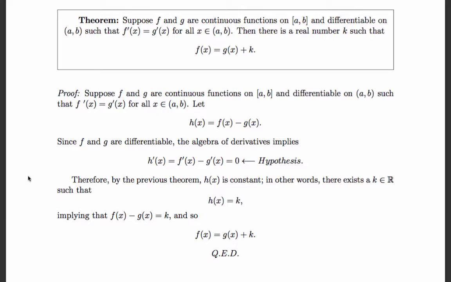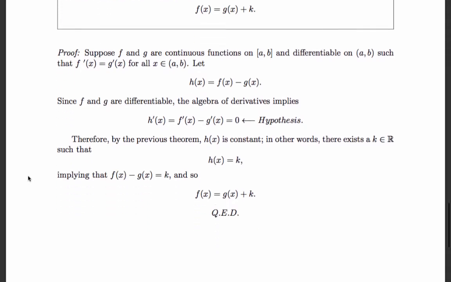Well, let h of x be the difference between f and g. Then the derivative of h is f prime minus g prime, which is 0 because we're assuming that f prime and g prime are equal. If the derivative of h is 0, then h must be a constant. And if h is the difference between f and g, f is equal to g plus that constant difference. And we've proven the result.